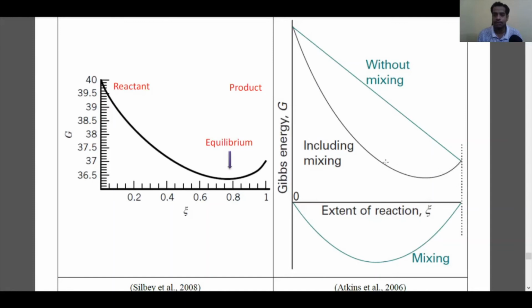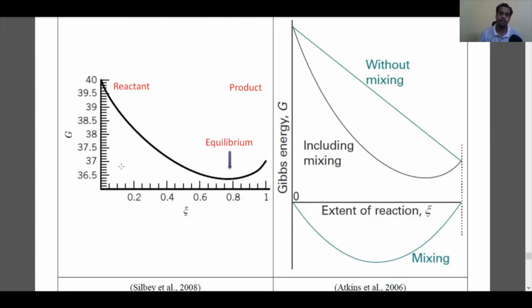If we observe this curve, what happens? Every species tries to attain a minimum Gibbs energy. So the resultant curve has a minimum Gibbs energy somewhere towards the product side, but not completely at the product. The reaction Gibbs energy has a minimum towards the product side. This is the minimum, but not actually at the product.